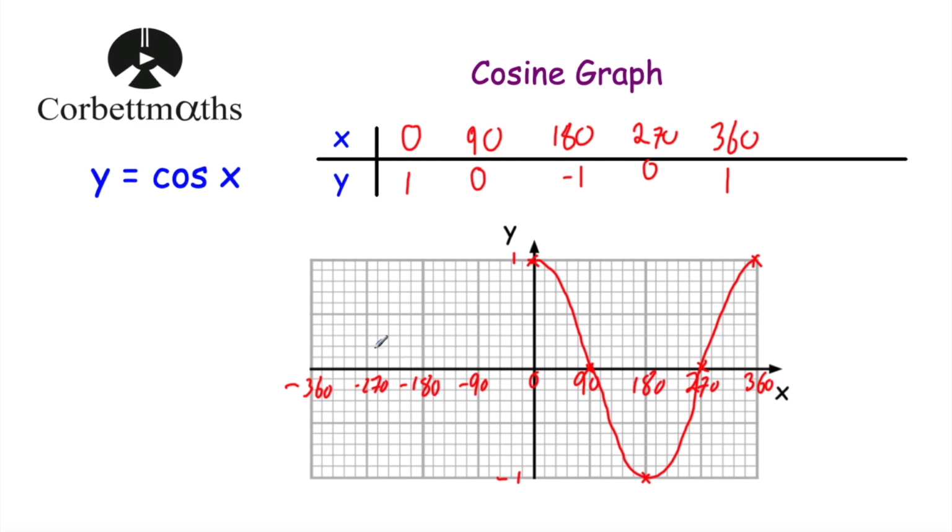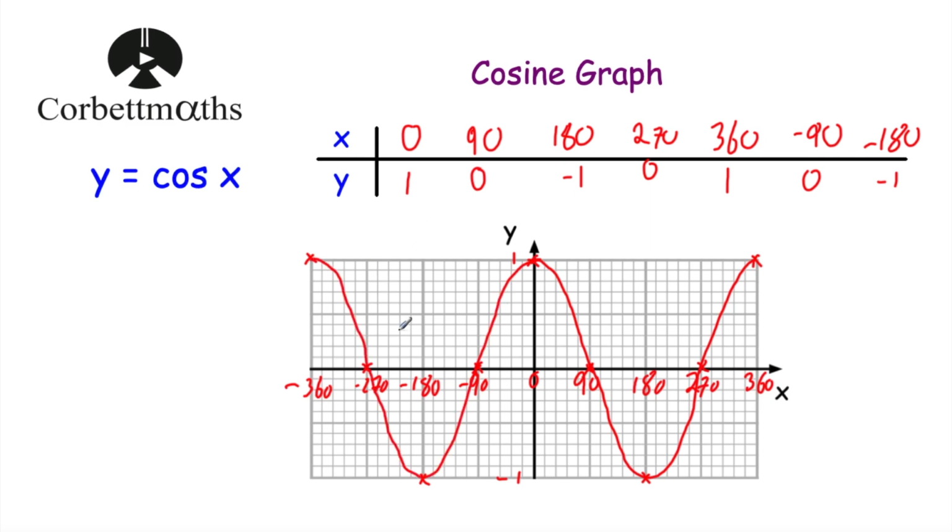Now let's have a look at the negative x-axis. If you do the cos of negative 90 in your calculator, you get 0. As you can see here, the graph is going to carry on in this pattern: down, down, up, and up, and so on. So the cos of negative 90 degrees is equal to 0. The cos of negative 180 degrees is equal to negative 1. The cos of negative 270 degrees is equal to 0, and the cos of negative 360 degrees is equal to 1. So the graph would look like this, and that's it.